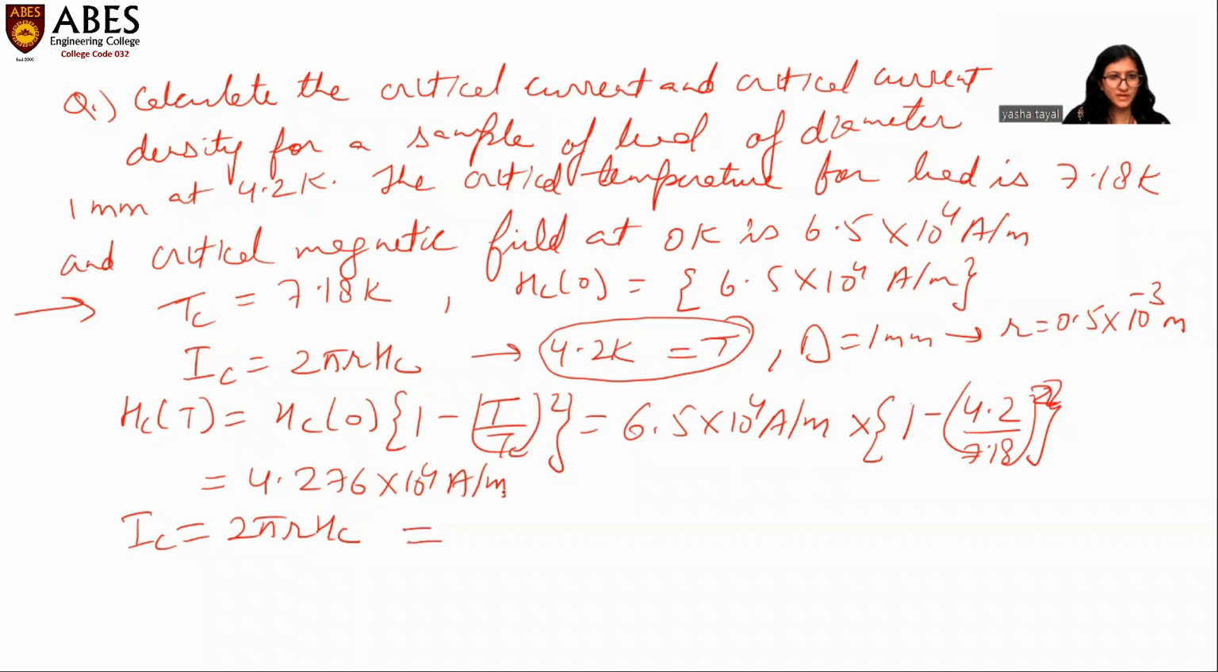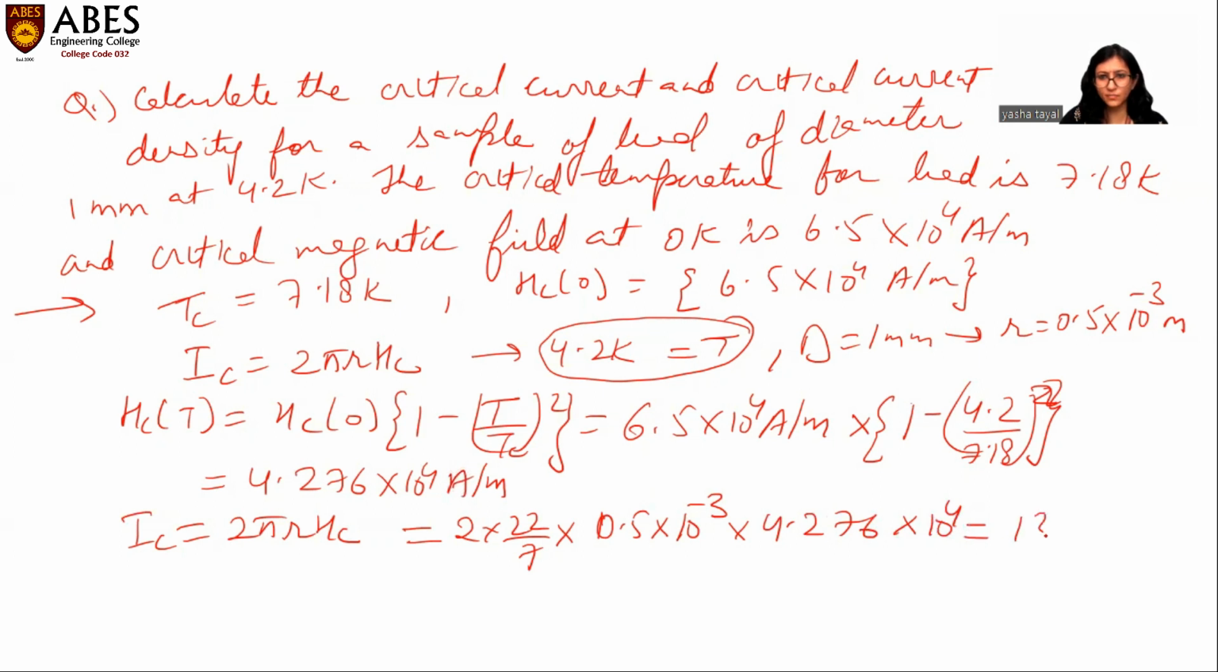So we're going to substitute the value: 2 into 22 by 7. r is 0.5 into 10 to the power minus 3. Hc is 4.276 into 10 to the power 4. So this will result in 134.3 amperes.